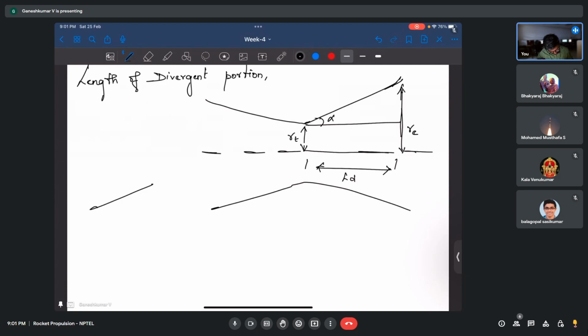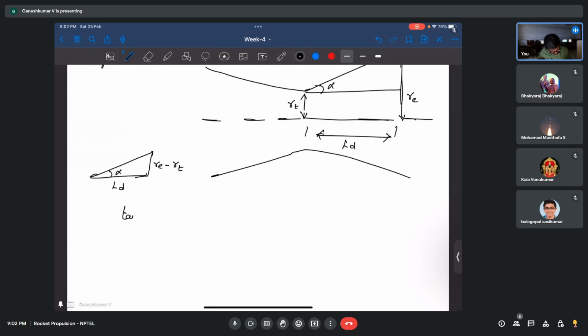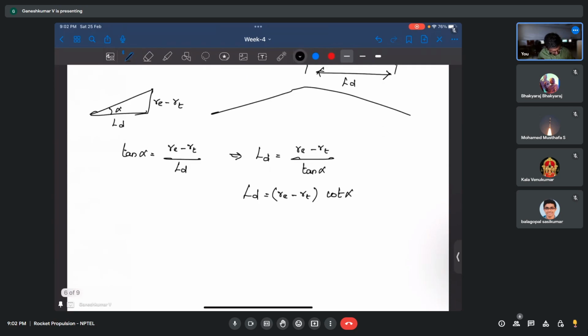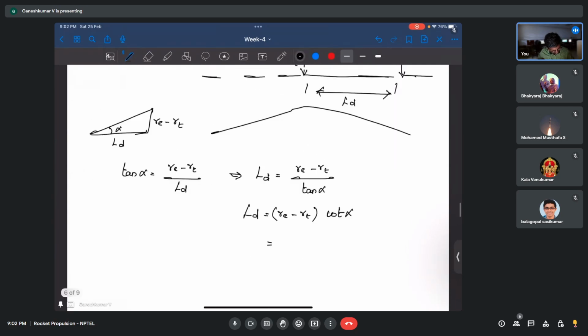You can write this problem as a triangle where this is RE minus RT, this is alpha, and this is LD. What we know is tan alpha, which is opposite side divided by adjacent side. What we need to find is LD, which is RE minus RT divided by tan alpha. In this way, you can find the length of the nozzle also.